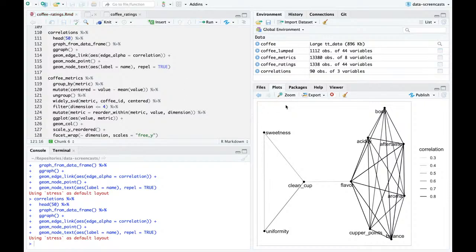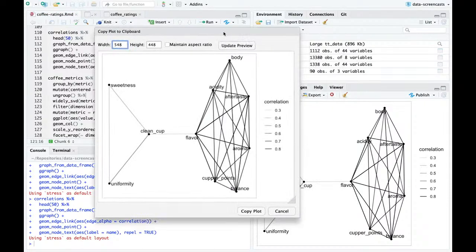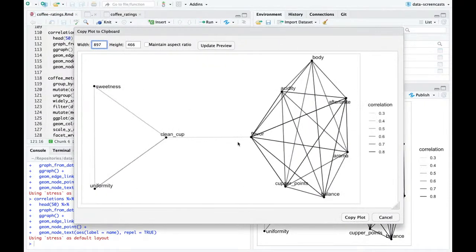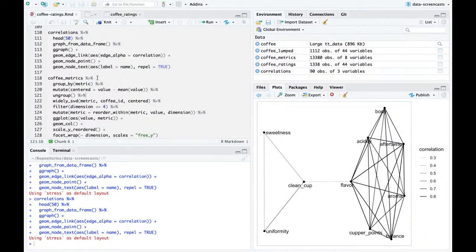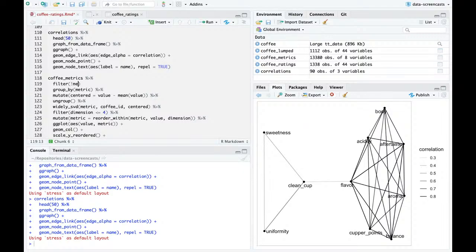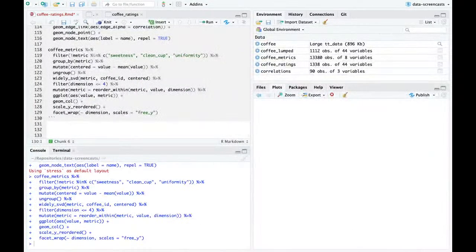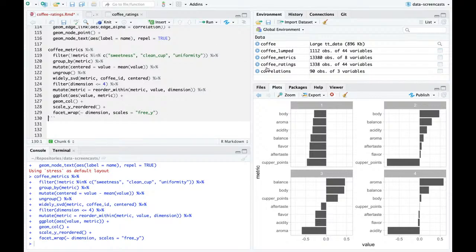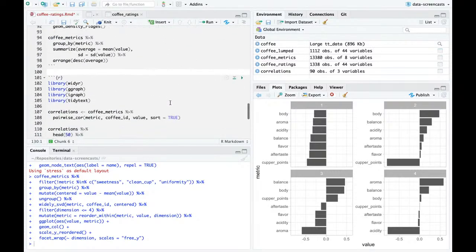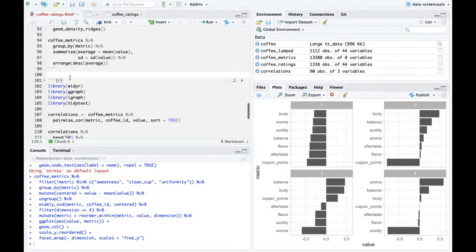I think we can do PCA or we can do this. They end up giving similar results, and I kind of like this one. This shows that there's flavor, acidity, body, everything. If I want to do PCA again, what I would do is filter for metric not in sweetness, clean cup, uniformity, because I want to look at what the differences are among the rest. But I bet there's so little correlation, so little variation. I'm going to remind myself quickly what correlations we're looking at here.